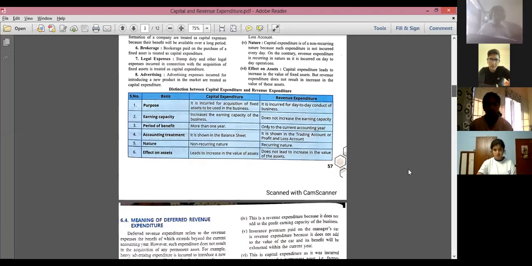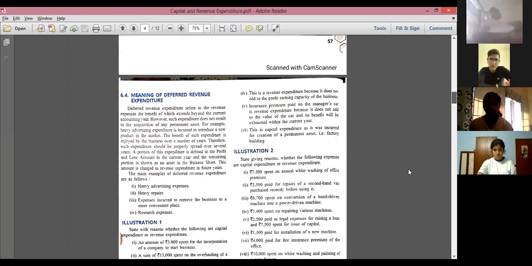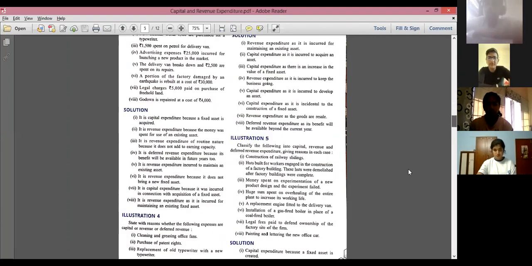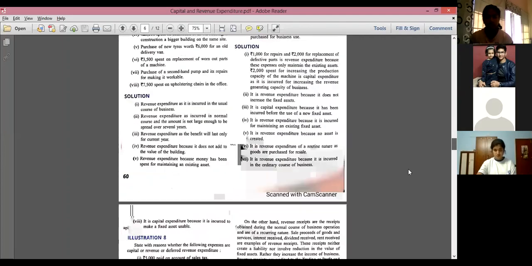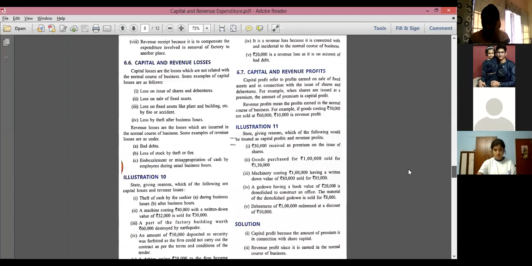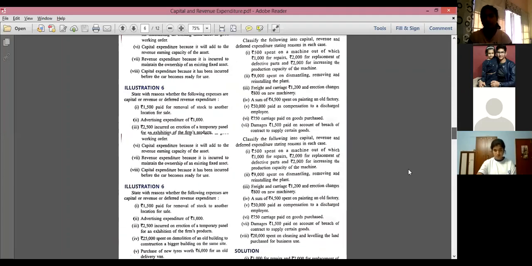Then it does not have deferred revenue, Krishna. It does have deferred revenue, correct. But see, this is the one: difference between capital received and revenue received. This I will be doing in the next class. Check, okay, so you must be having this. Then there's capital and revenue losses and capital and revenue profits. And then the chapter is over.